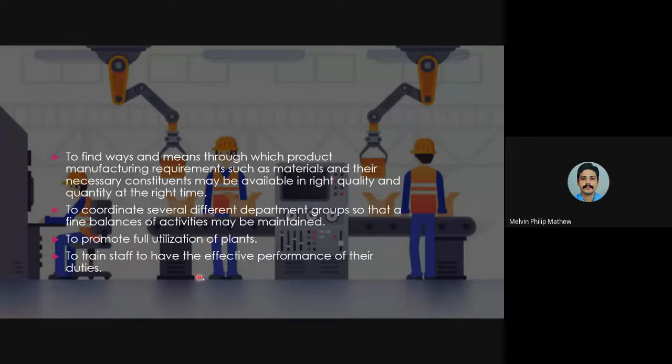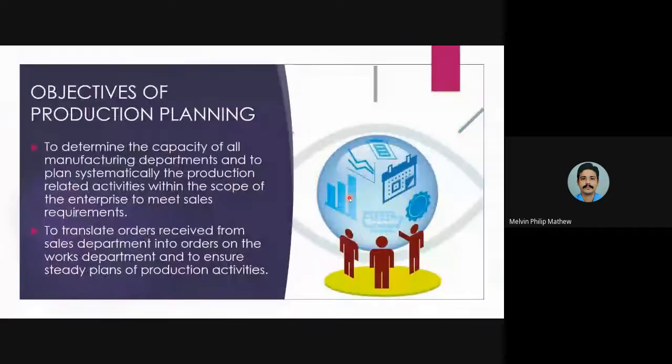Then to train the staff to have effective performance on their duties. So if we are getting effective performance, only then we will get the right quantity, the right quality at the right time. And for that purpose, we are training the staff to work for such hours or replace the said worker at the said time so as to complete the production process at the right time. Okay, so these are all the objectives of production planning.